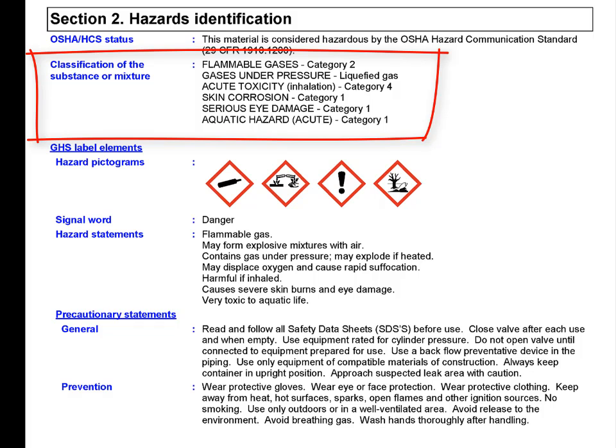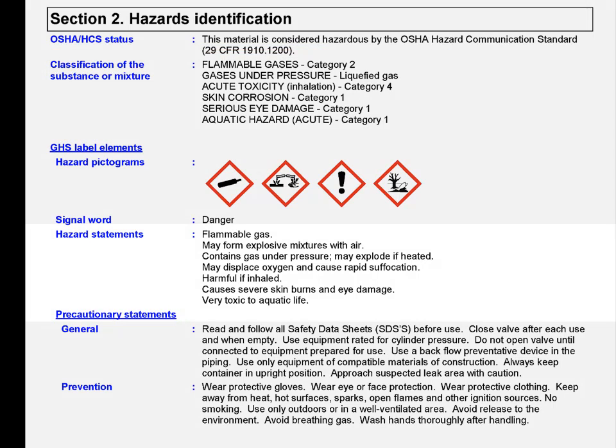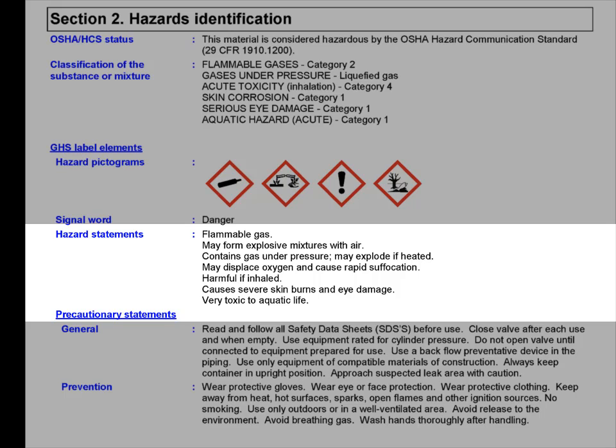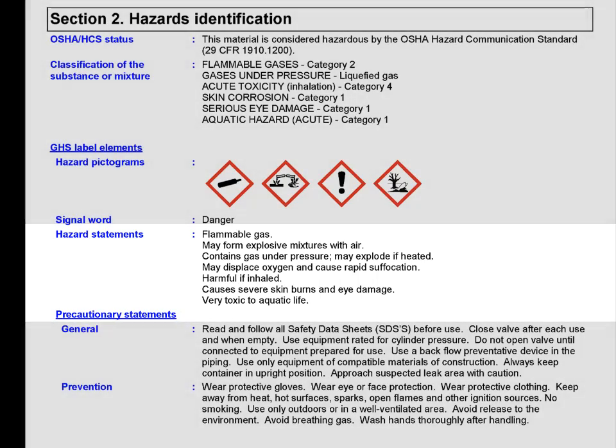So let's take a look at the hazard statements for anhydrous ammonia, which are: flammable gas, may form explosive mixtures with air. We'll talk a little bit about the flammable range shortly. It contains gas under pressure and may explode if heated. May displace oxygen and cause rapid suffocation. It's harmful if inhaled. It can cause severe skin burns and eye damage, and it's very toxic to aquatic life.